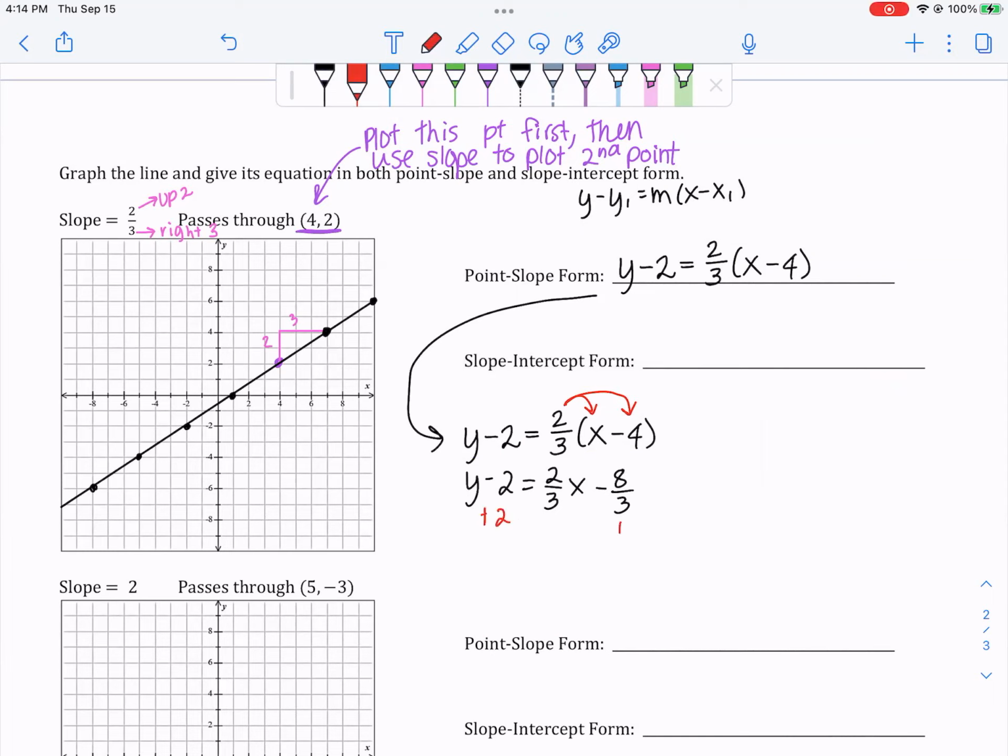Add 2 to both sides. y equals 2/3 x, let's see, mental math real quick, minus 2/3. y equals 2/3 x minus 2/3.